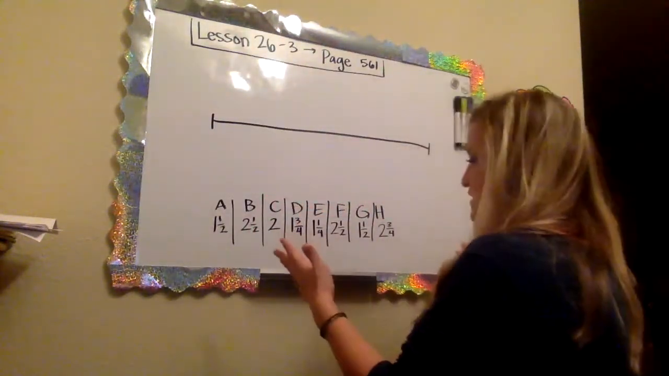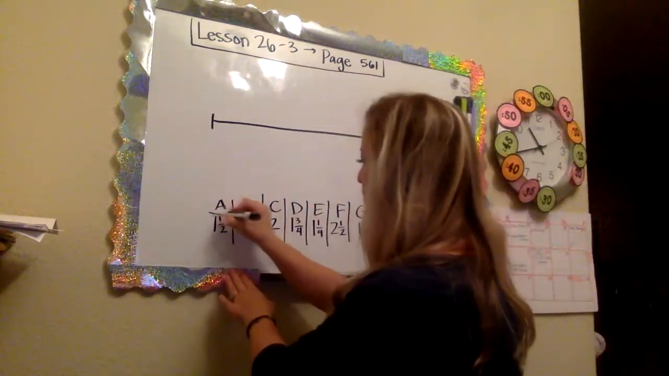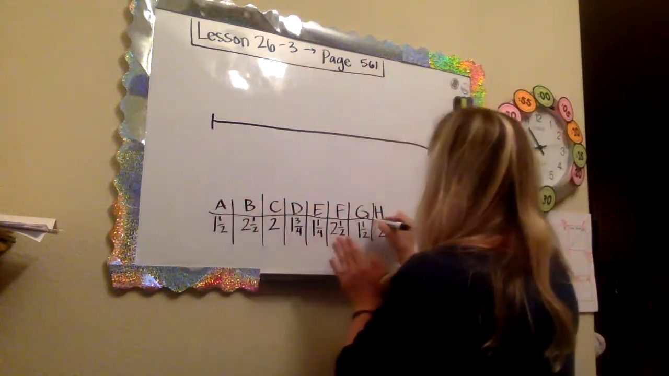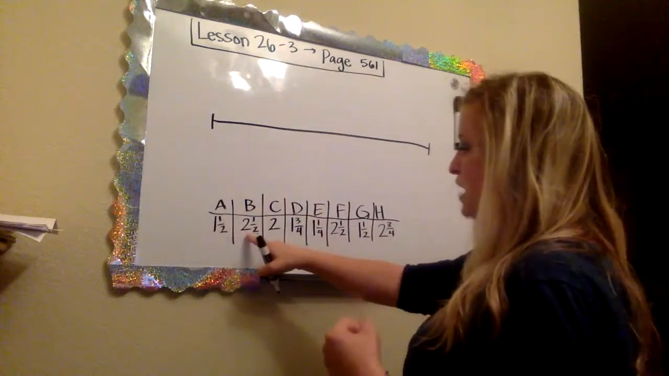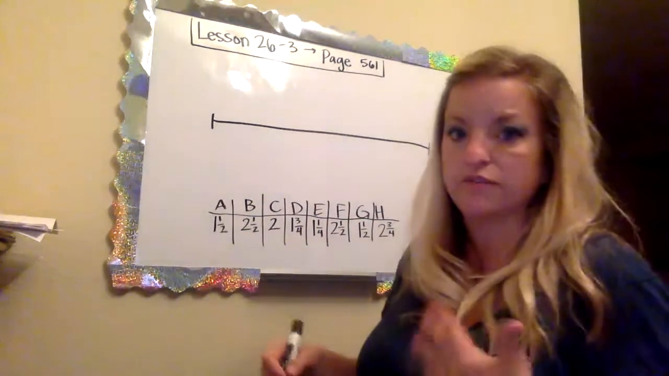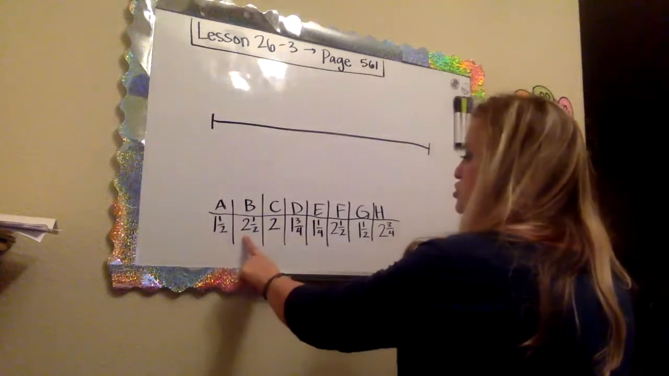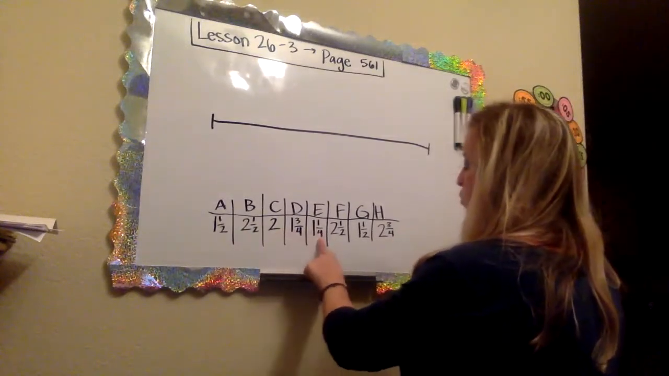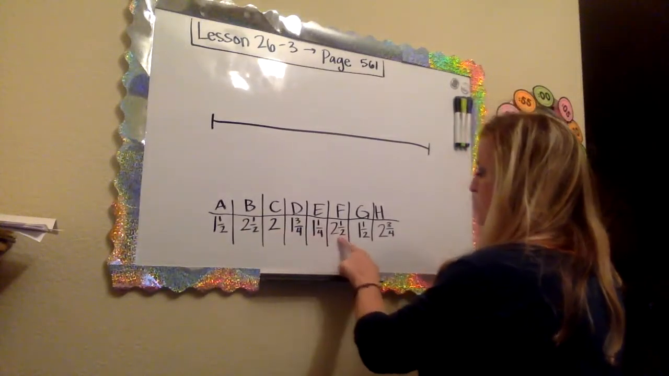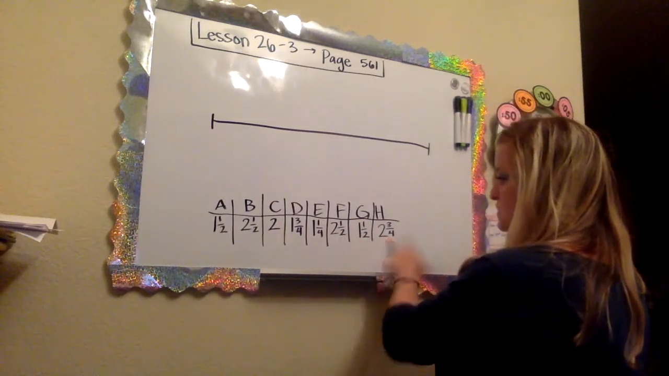So the first thing I need to do is look at my data. All I did was copy down the values from your book. So I have 1 1/2, 2 1/2. Please say them with me if you need to work on how you say your fractions. 1 1/2, 2 1/2, 2, 1 3/4, 1 1/4, 2 1/2, 1 1/2, 2 3/4.